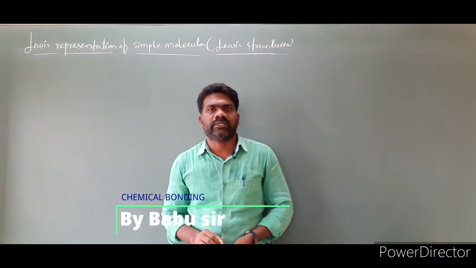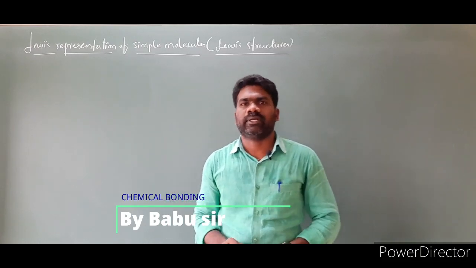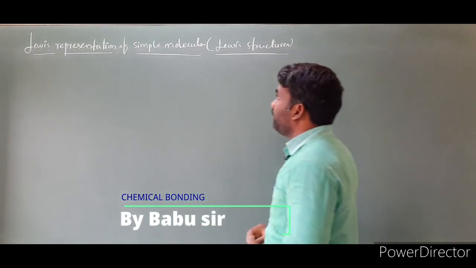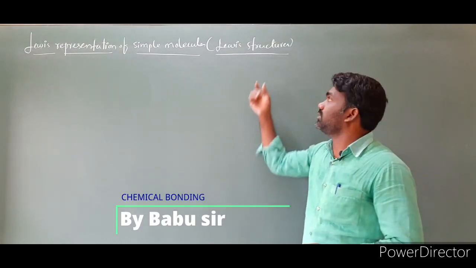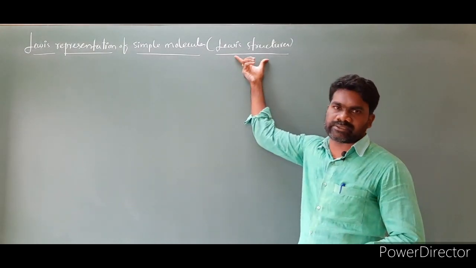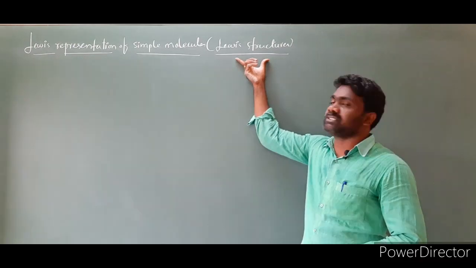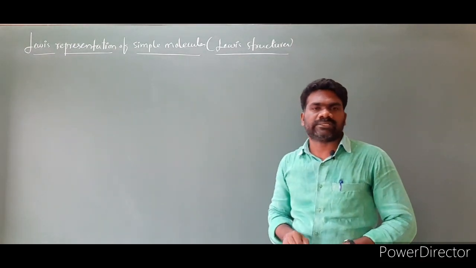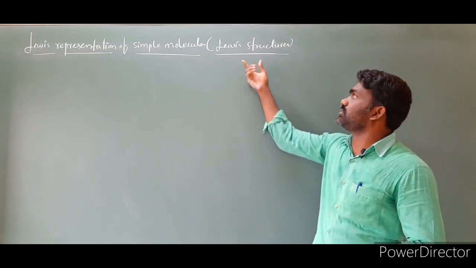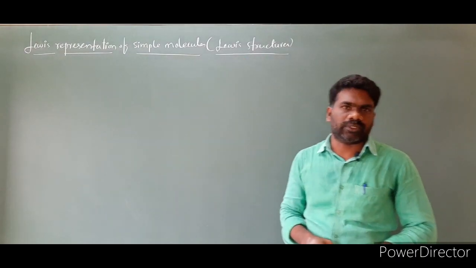Today I am going to start another important topic of chemical bonding by the name Lewis representation of simple molecules. In short, we call it Lewis structures. To write the Lewis structures, we have to follow certain rules and regulations. Now let us discuss the rules and regulations to write the Lewis structures of molecules.